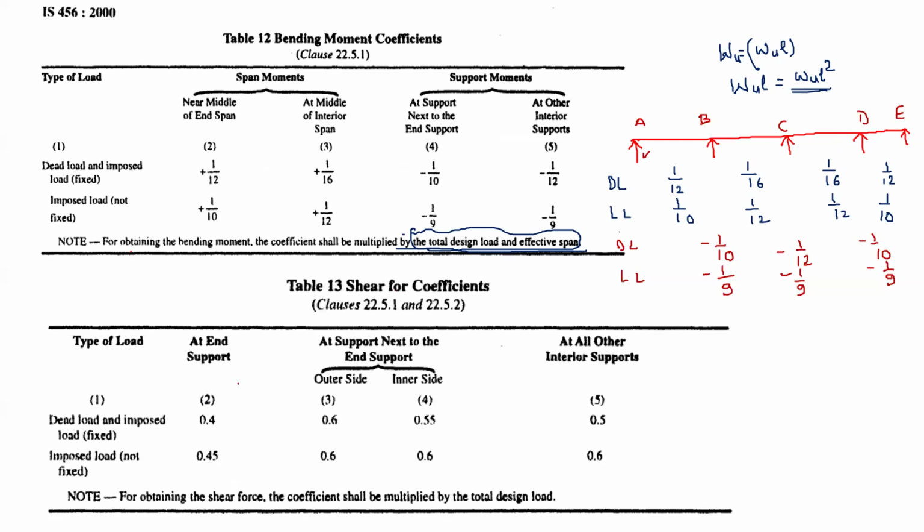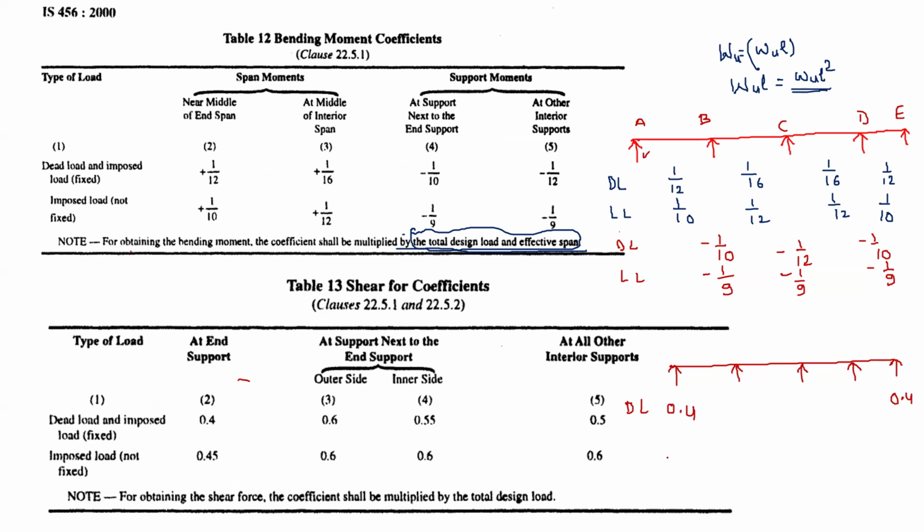Now go for shear coefficients. You can see this if we draw again the same diagram. We have 1, then 2, and then 3. Again that is for dead load. You can see dead load at end support will be 0.4, we have 0.4 on this side.